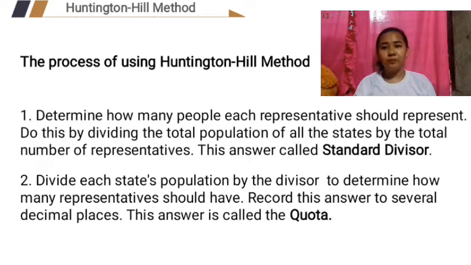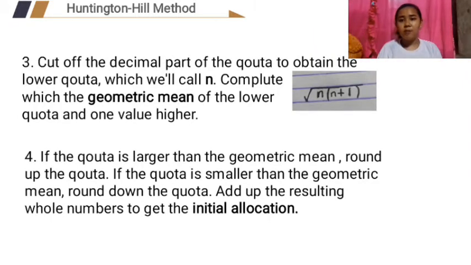Step 2. We divide each state population by the divisor to determine how many representatives each should have. Record this answer to several decimal places. This answer is called the quota. Step 3. Cut off the decimal part of the quota to obtain the lower quota, which we'll call n. Next, we compute the square root of n times n plus 1, which is the geometric mean of the lower quota and one value higher.